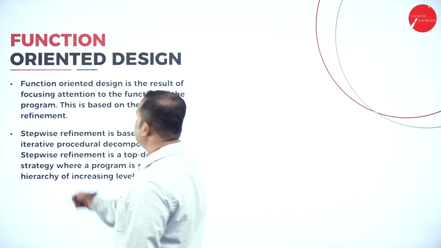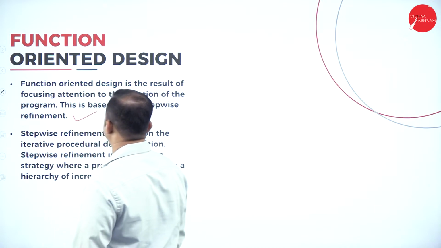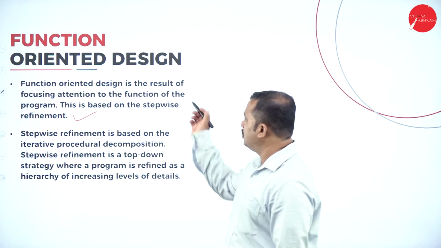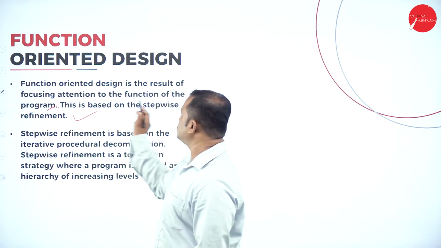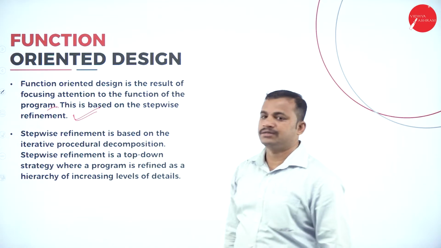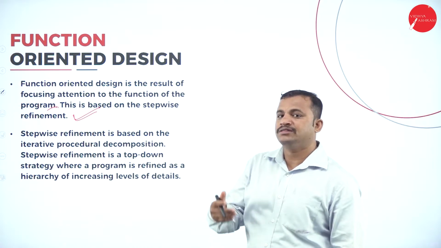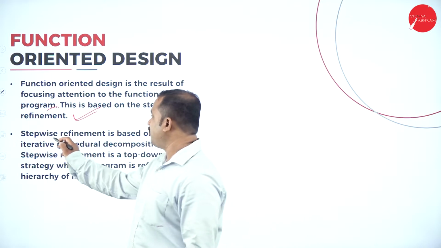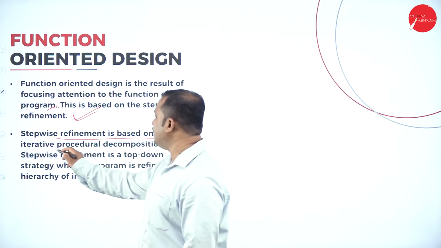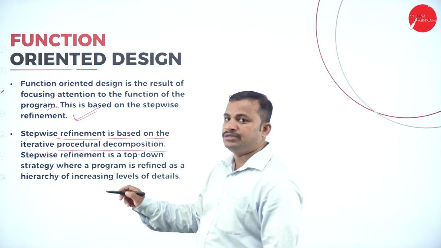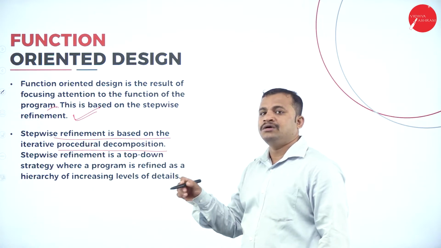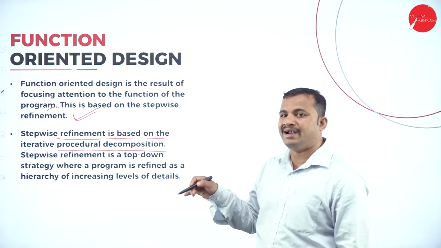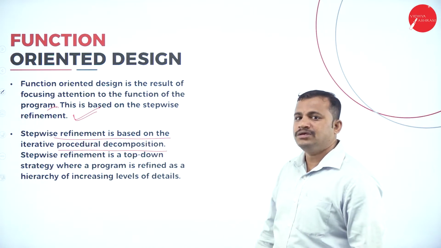If that is the case, function-oriented design is the result of focusing attention on the functions, or the code, or the program. This is based on stepwise refinement. That means how we can refine the segment of a code. That is very, very important here. The stepwise refinement is based on iterative procedural decomposition. That means the functions are considered here as modules. Each of these modules will address the problems of the system.